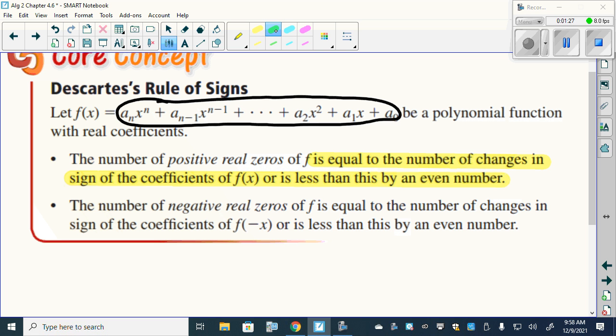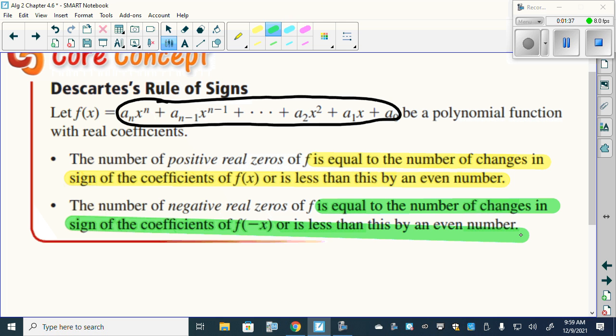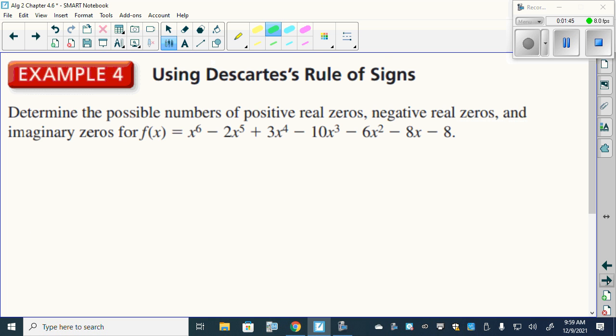The number of negative real zeros of f of x is equal to the number of sign changes in the coefficients of f of negative x, or is less than this by an even number, or minusing it by 2. Okay, and this will make a little more sense when we look at an example.